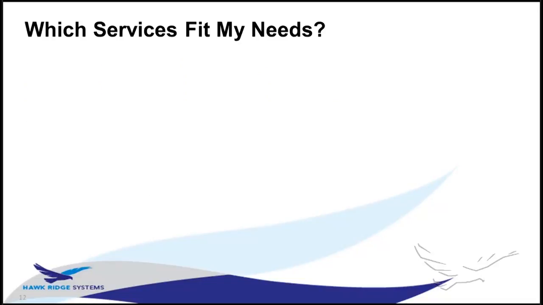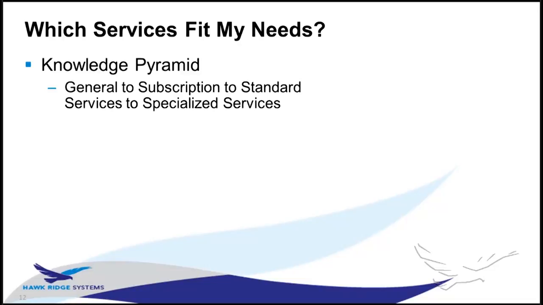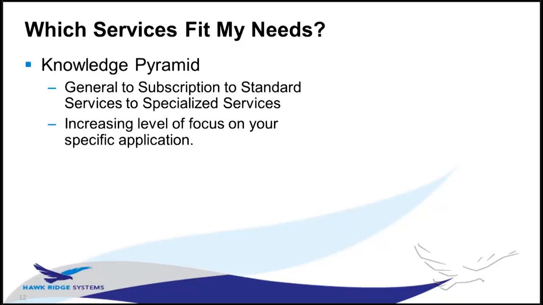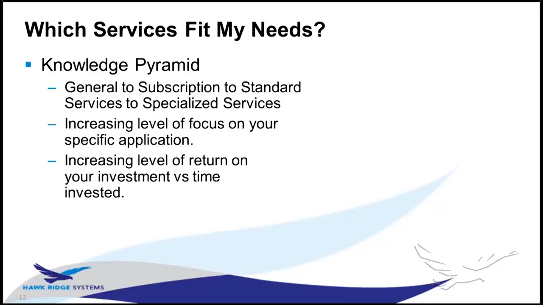So as we move forward here, we start talking about, well, how do I know what really fits my needs? Something I kind of came up with is this idea of a knowledge pyramid. There's a lot of different services that are available from Hawkridge Systems, and we get this question a lot as well. What things really match what I need? So in this knowledge pyramid, it starts off with really general things, then it goes to things that are available through subscription, some standard services that we offer, and then finally these specialized services that we start talking about. As we go up on the knowledge pyramid, we start getting an increasing level of focus on your specific application, and also an increasing return on your investment versus the time that you have to invest in the problem.